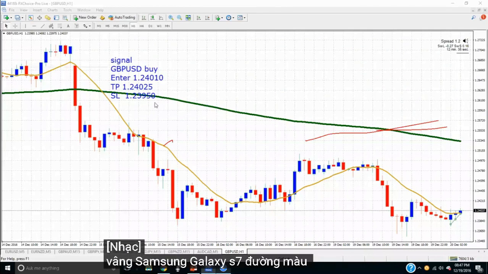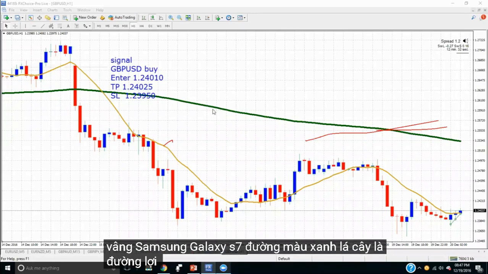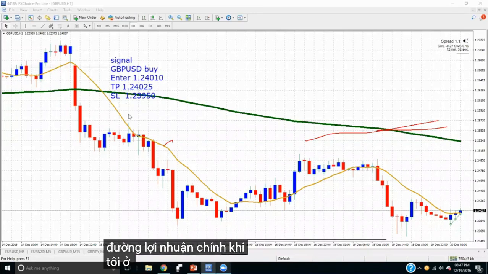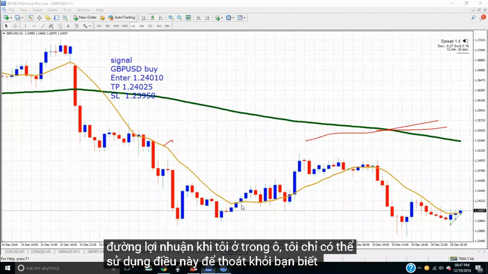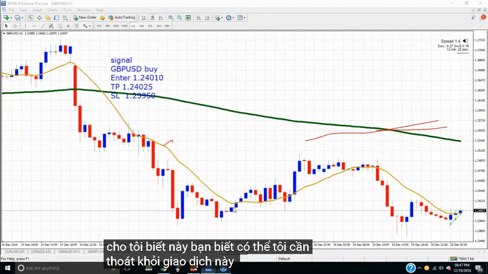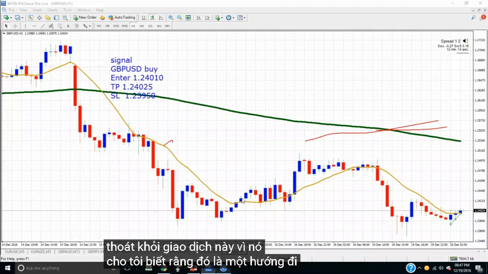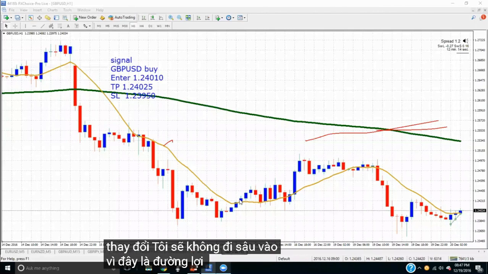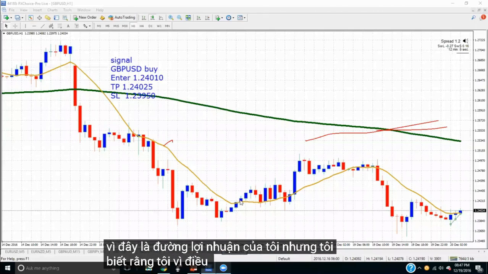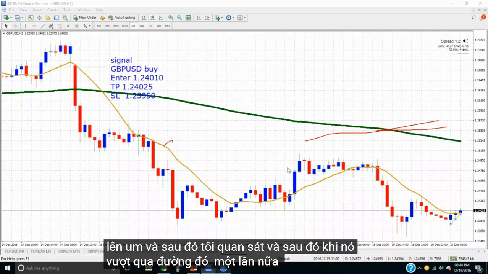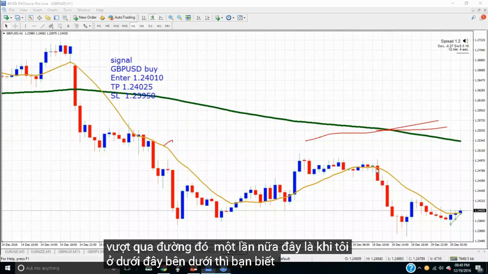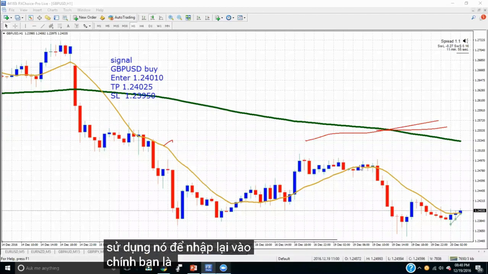Yes, Samsung Galaxy S7, the green line is the major profit line. This is once I'm in a sell, because I'm below the profit line, once I'm in the sell, I can just use this to let me know, hey, maybe I need to get out of this trade, because it's letting me know that it's a direction change. I'm not going to go into a buy because this isn't my profit line. But I know that this may be moving towards a buy, and it might go straight on up. And then I watch, and when it crosses that line again, once I'm down here below, you can use this to enter back into a sell, because it's just letting you know.